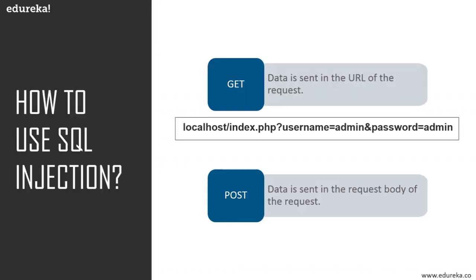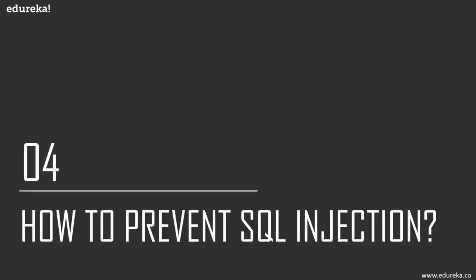This is how you can hack a web application that is using the post method to transfer data. Now the next part of this session is how to prevent SQL injection. When you are an ethical hacker and you have to test a web application for vulnerabilities, and suppose you found that the web application is vulnerable to SQL injection attacks, you have to tell the organization how they can make their security better. That's why it's important to know how you can prevent SQL injection attacks.